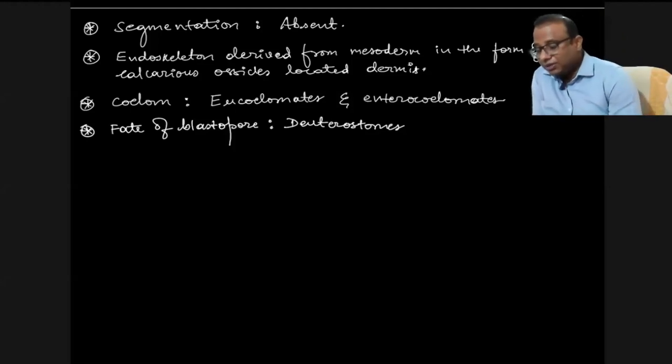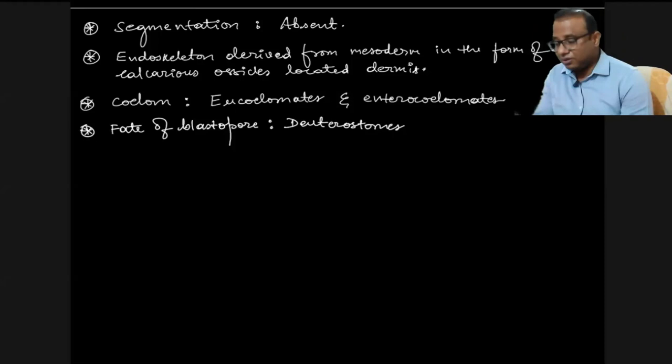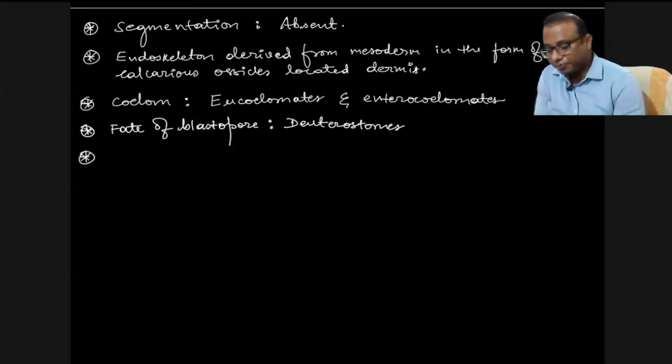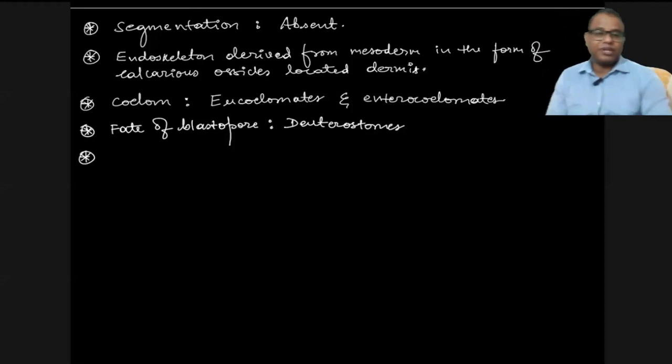Right. Now, what is the most distinctive feature of Echinodermata? A characteristic feature. For each phylum, I have told you one characteristic feature. Poriferans, can you tell me the characteristic feature? Porifera: canal system. Cnidaria.